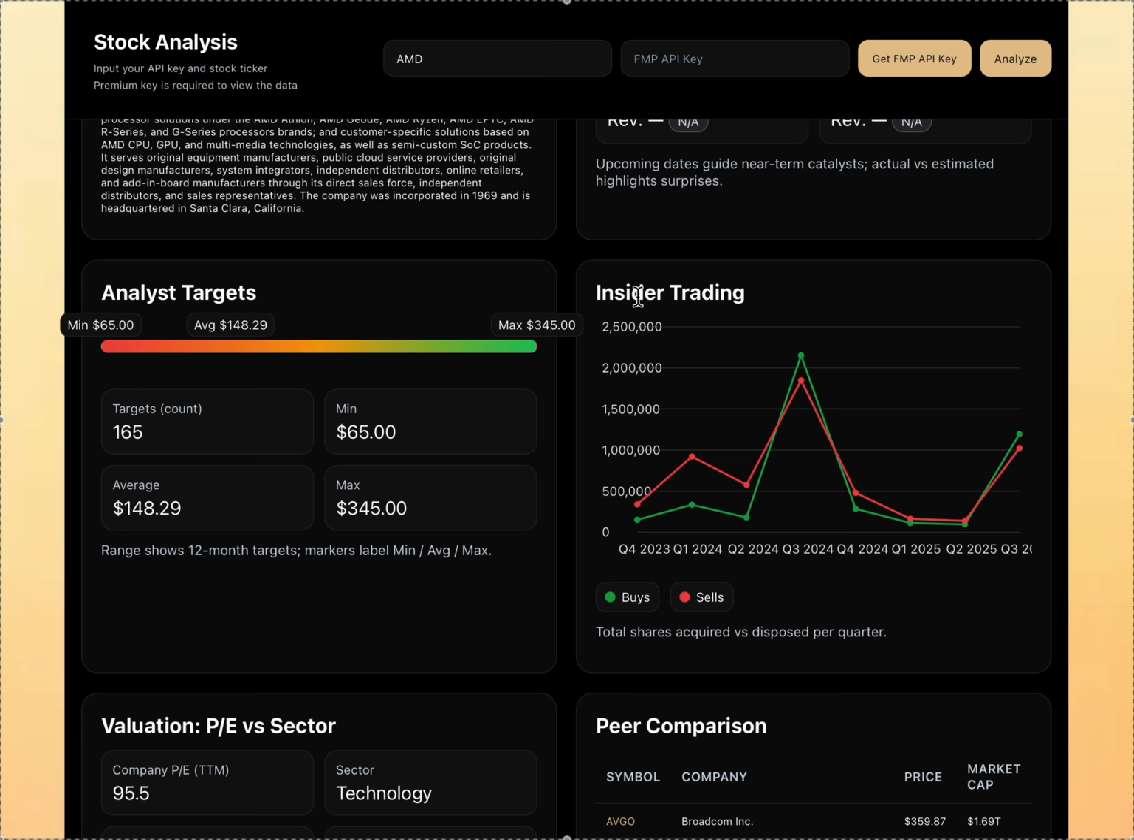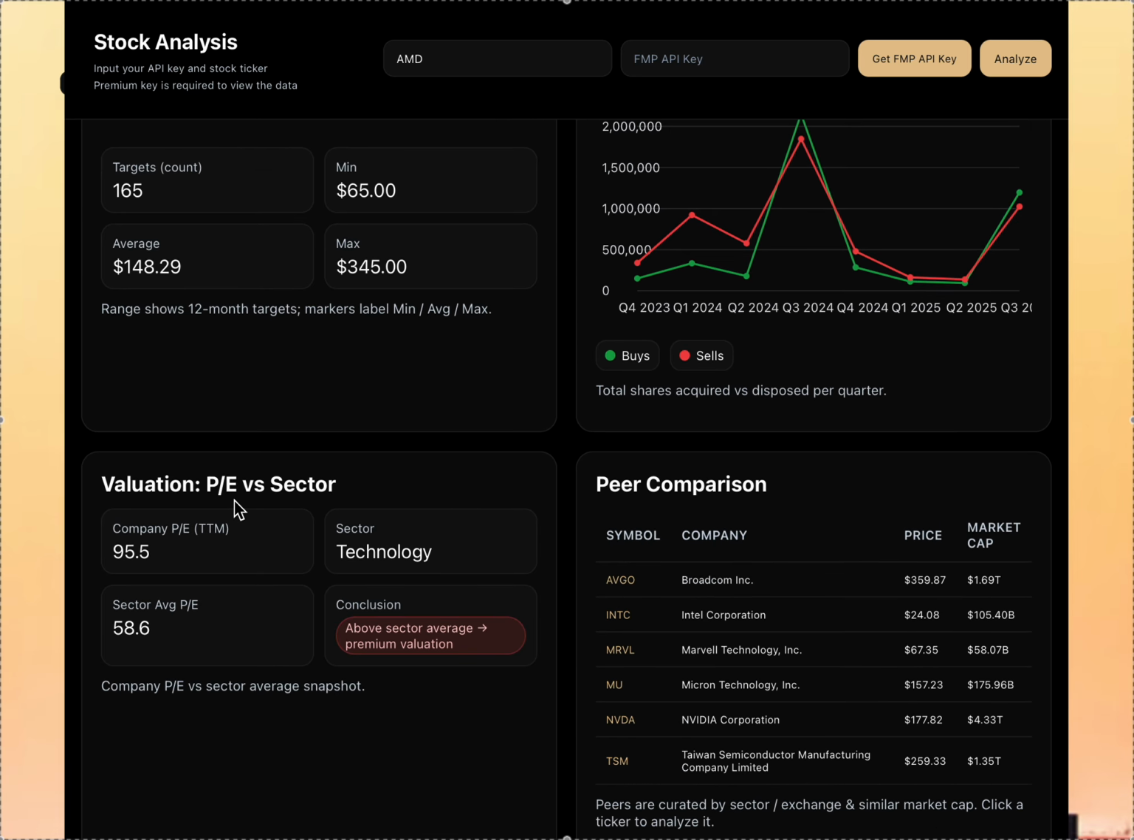But looking at insider trading, they're almost equal buys and sells. That means that company insiders are not that pessimistic in comparison to NVIDIA shares. We saw that there were more sellers through 2024 and 25, which means that they are more pessimistic. But with AMD shares, you can't really tell that because insiders are buying and selling almost equally here.